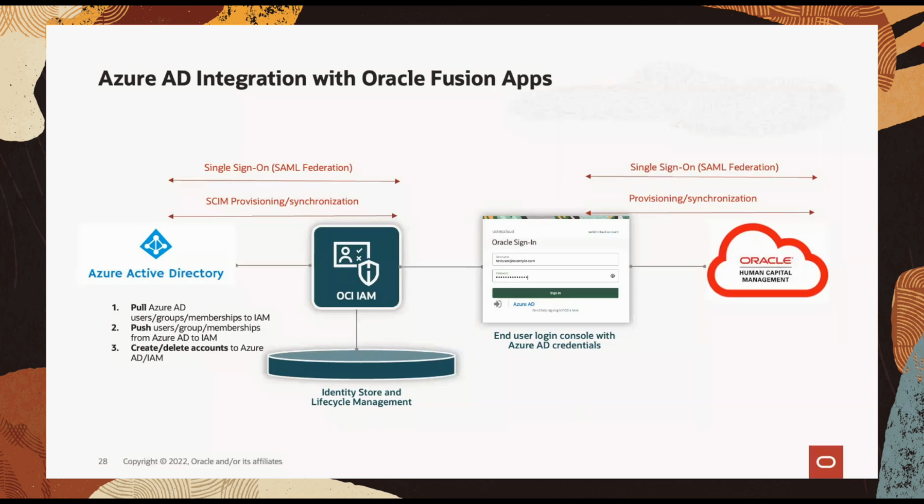In fact, you can bypass the local login option in the OCI IAM domains, and you can direct all of your Fusion users to go directly to Azure for authentication. So that is a seamless flow, or you can optimize the user experience with the help of the OCI IAM domains as well.